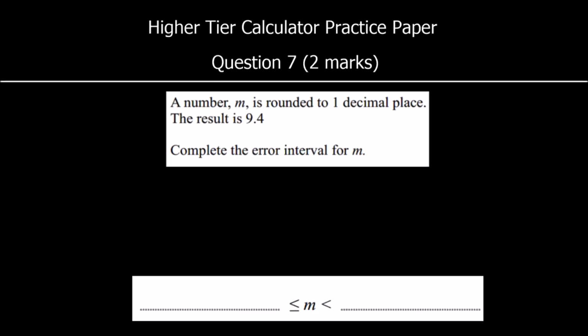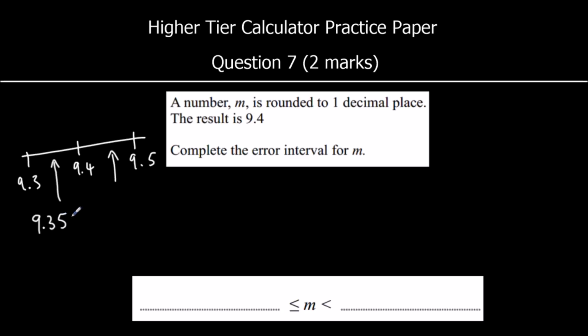Okay, one for you to try. So pause the video and give it a go. So this time our number has been rounded to 1 decimal place to 9.4. So one up is 9.5. The one down is now 9.3. So it must be between the two midpoints, which is 9.35 and 9.45.